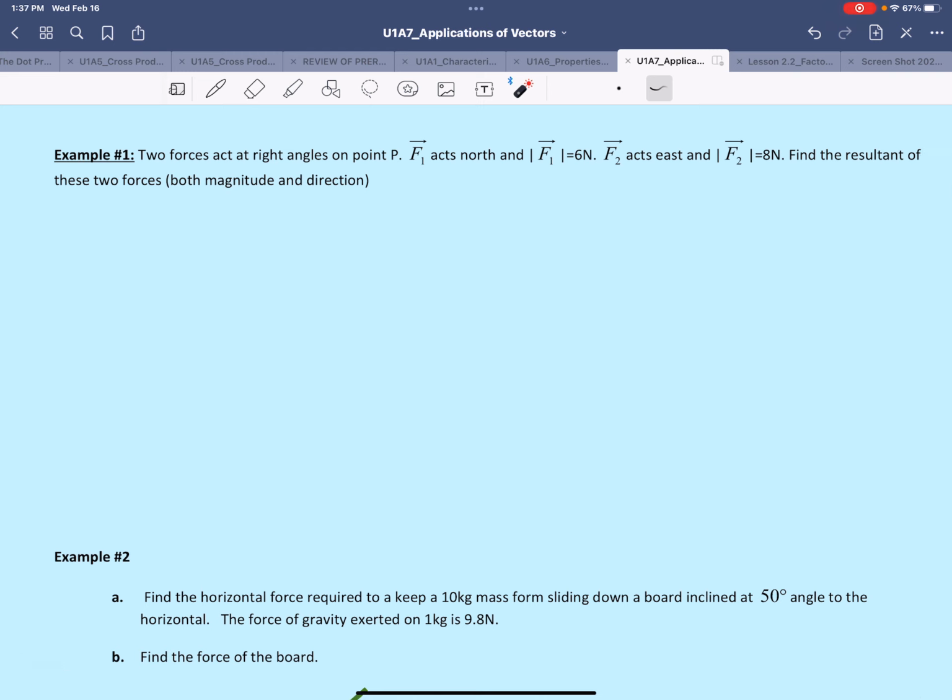Example number 1. We have two forces that act at right angles at some point P. So I will mark the point P right here. Now the force F1 acts north and is 6 newtons. So I will be drawing force F1 acting north this way. I'll point north and I'll call this force F1 equals 6 newtons. Force F2, on the other hand, acts east and is 8 newtons. So what that means is that force F2 is going east and is longer than force F1.